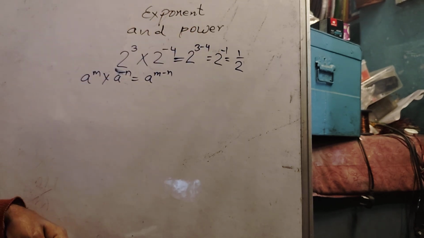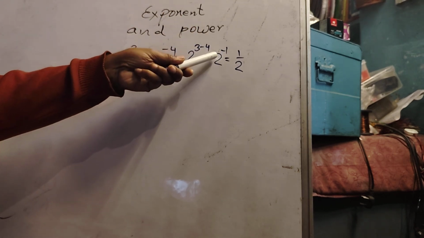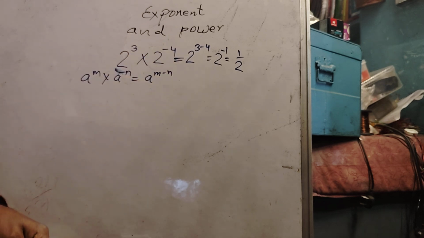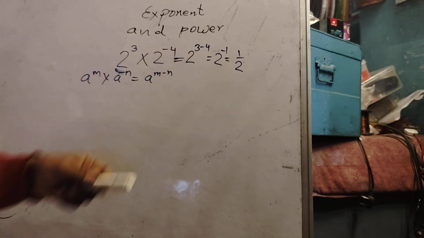When I shift it from the numerator into the denominator, at this time it is in the numerator, so from the numerator I switch it into the denominator. So it becomes 1 over 2.